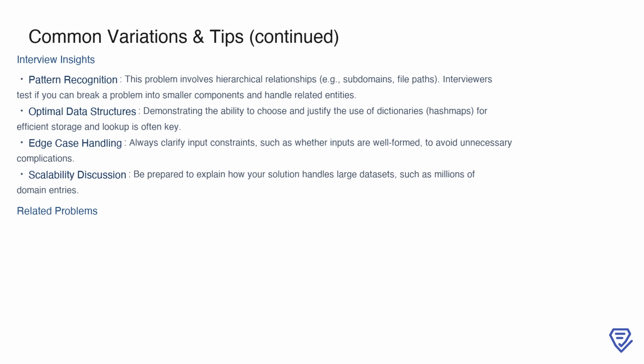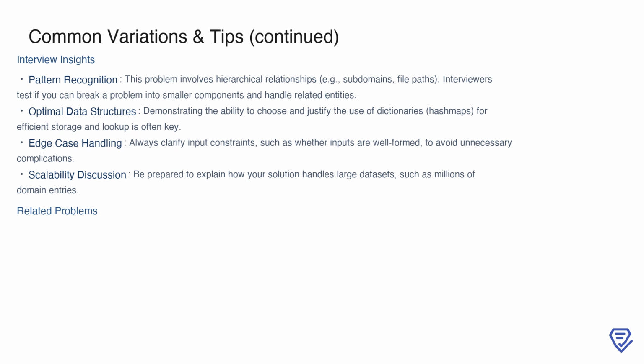From an interview perspective, this problem is a great way to showcase several key skills. First, it involves recognizing patterns, particularly the hierarchical relationships between subdomains, which is similar to breaking down file paths. Interviewers often look for your ability to break the problem into smaller, logical components and handle related entities.